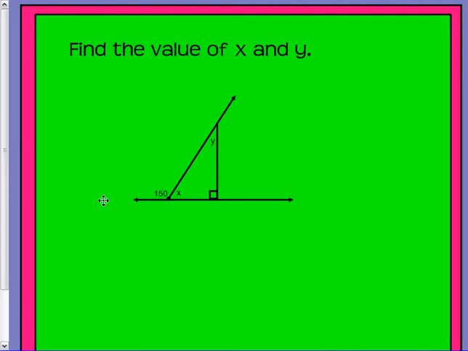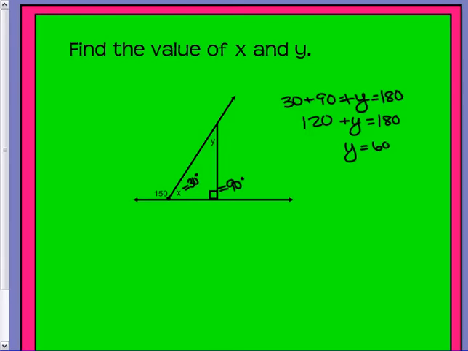Okay, here they want us to find the value of x and y. What do we know about this? It's a straight line equaling 180. So if you take 180 and you take away 50, you know 150, you know x has to be 30. And in this triangle, if you know this is 30, you know this is 90, you know why. Because 30 plus 90 equals 120, and if we add that with our y, it should equal 180. So if we take away 120 from 180, y equals 60.